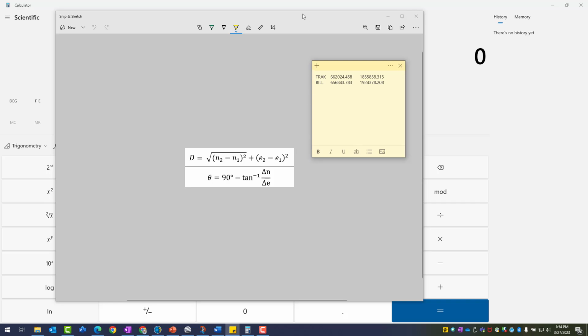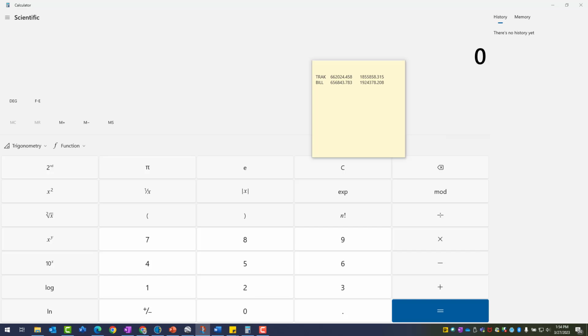So I'm going to drag these off to the side here so I can type on my calculator. Now this calculator is not like my HP 35. It took a little bit of practice to figure out how to plug these numbers in and make it go smoothly. So anyway, let's get started.